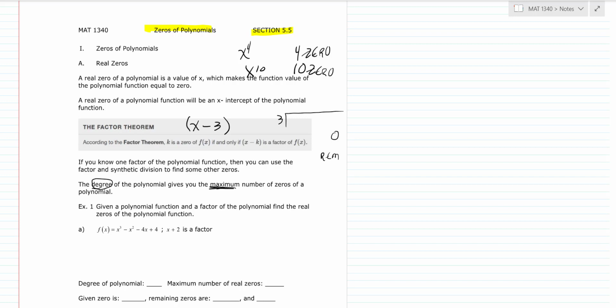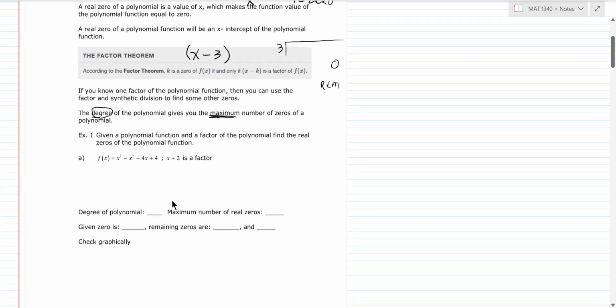All right, so let's go down to example 1. What I'm given here is a polynomial function, and we have a factor. I'm telling you that this x plus 2 is a factor. So we're going to use that factor to find the remaining zeros of the polynomial. To begin with, since this is a factor, if you set that factor equal to 0 and solve that real simple equation, you're going to get your first zero. So the given zero is -2.